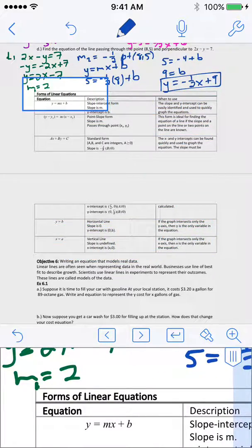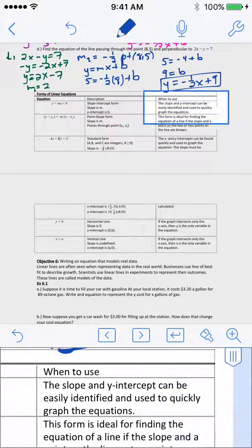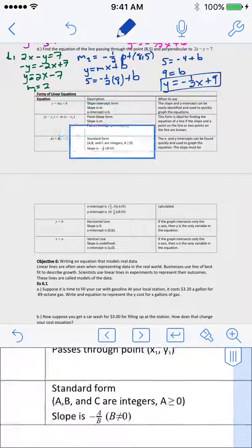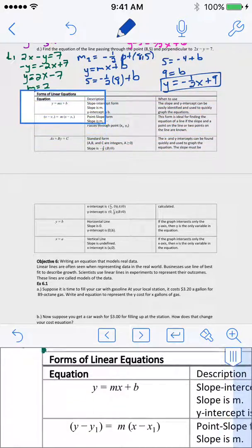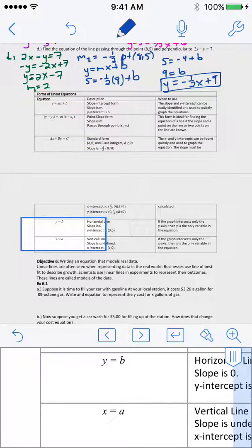You've got these forms of linear equations. You can see we've got y equals mx plus b, the slope-intercept form, which tells you where it would be applicable. You've got your point-slope form, you've got your standard form, and where they would be most useful. But remember, you can convert between any one of these. And then down here, it also has the slope of the horizontal line and the vertical line.